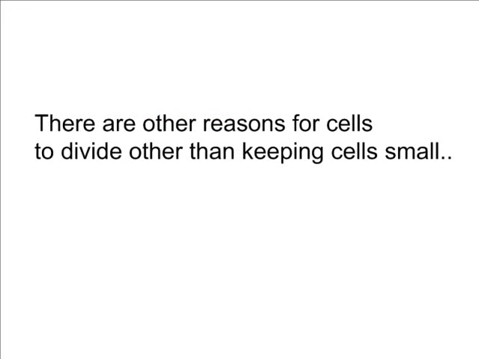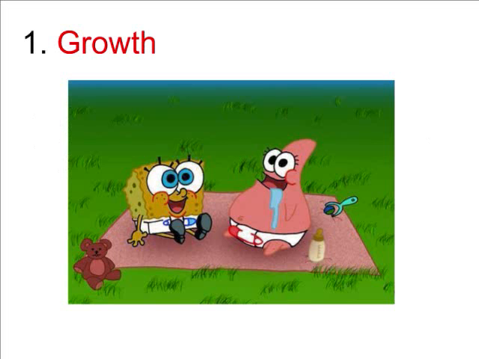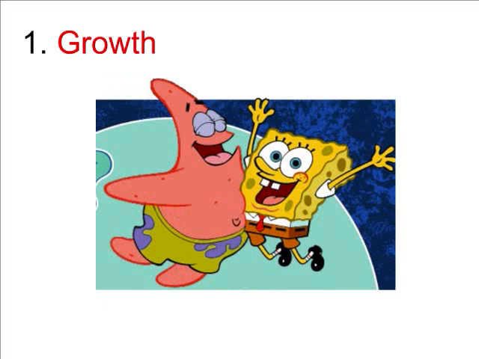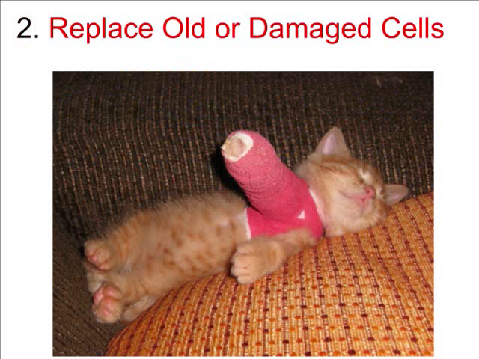The first of these reasons is for growth. So we have a picture of baby SpongeBob and Patrick here. Now these guys weren't always this size. They had to grow up into adult SpongeBob and Patrick, and that means you would physically need more cells for that to happen. The second reason is to replace older damaged cells. So this adorable little kitty has a cast on, he broke his leg, and what's happening inside of his leg is his bone is making new bone cells to replace the damaged ones and to repair his bone.